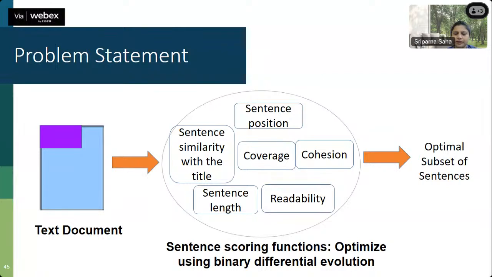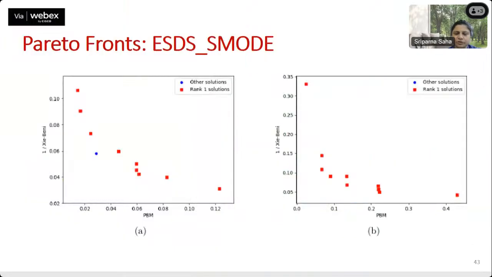So in our next work, here it was a two-step approach. First of all, we clustered the sentences, and in the second step we ranked the clusters, and then from each cluster we selected some sentences which will be part of the summary.